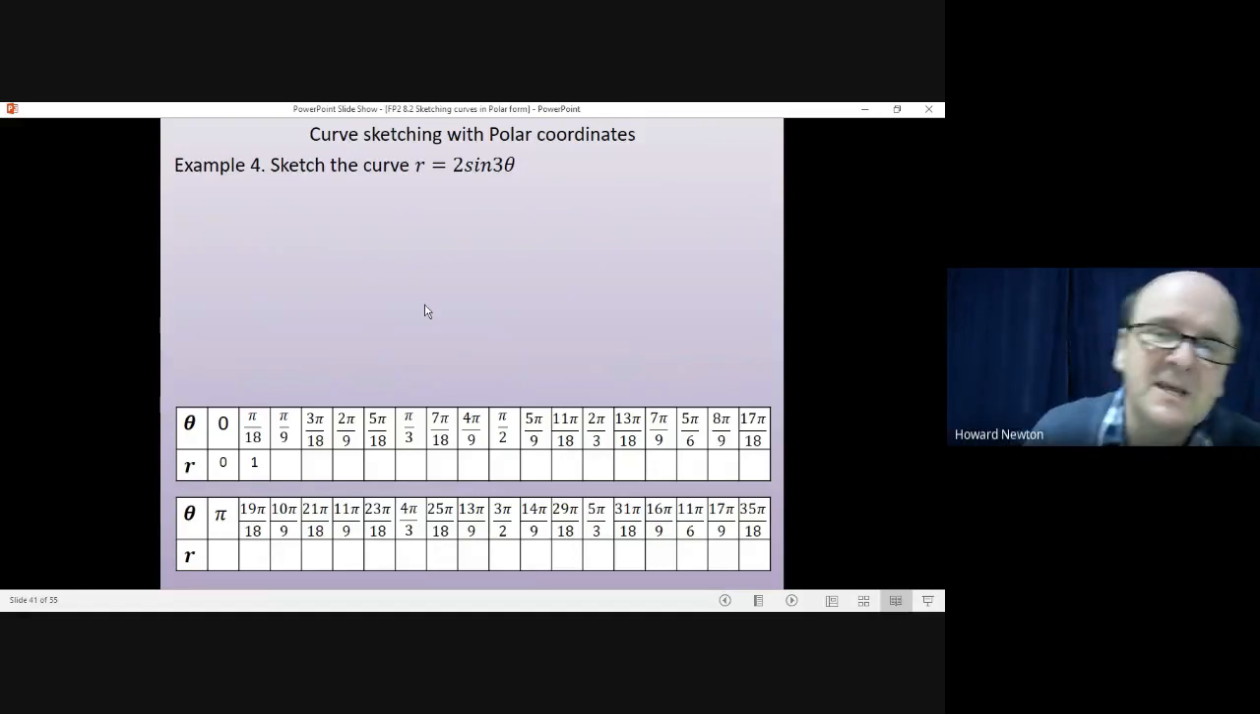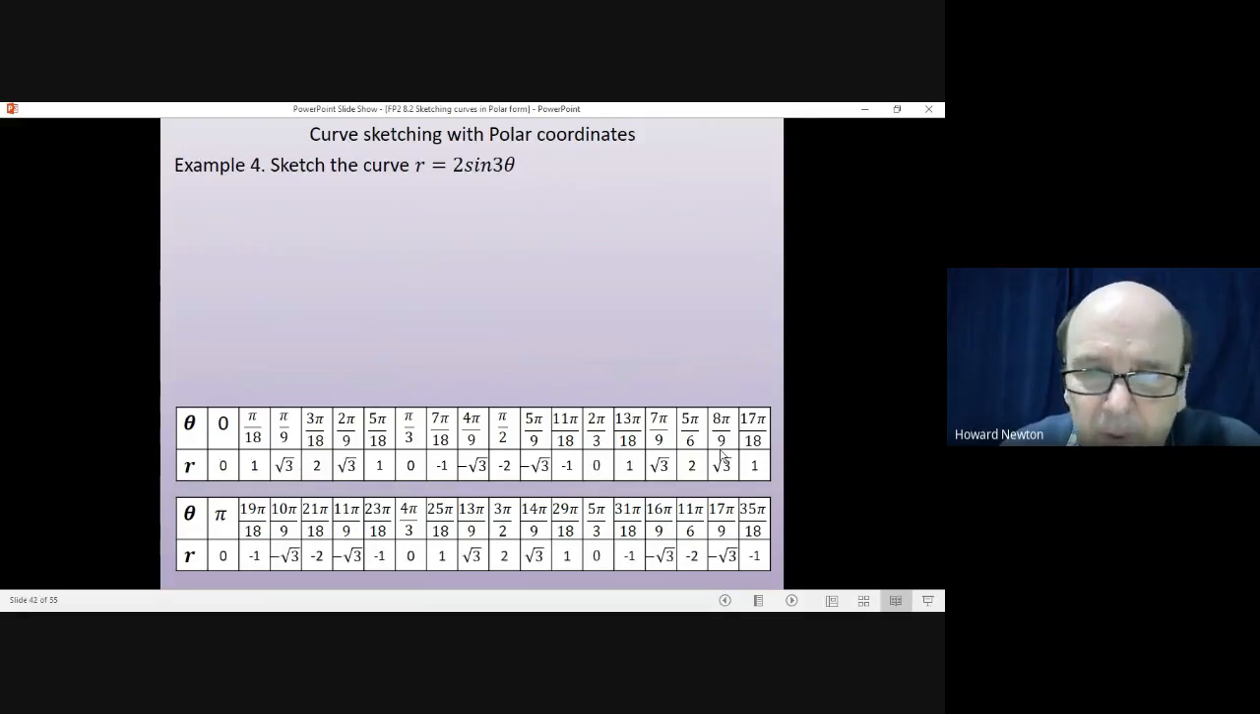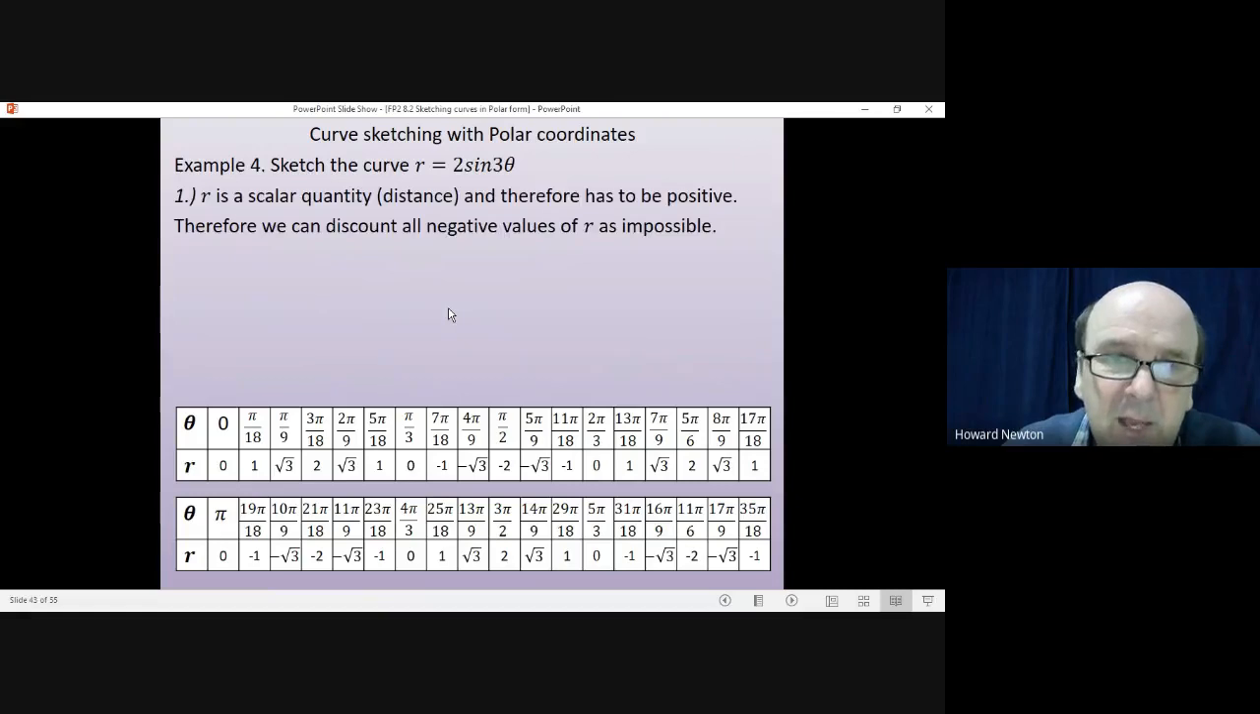Okay, let's have a look. Quite a bit more tricky, this one. So first of all, filling in the table will give us those values. A lot of repeated values there, which suggests there's going to be a lot of symmetry in the curve. And the other thing to note is we've got negative values in the table. But r is a scalar quantity, r is distance. And therefore r has to be positive, which means if ever you're doing a table and you get negative values, you discount those values as being impossible. So we'll get rid of all of the negative values.